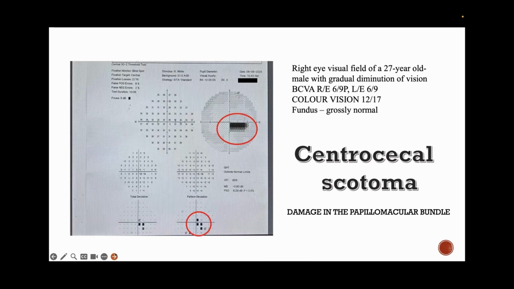Very commonly seen in our OPD, which actually signifies the damage to the papillomacular bundle, where the most significant fibers are there, which are rich in mitochondria as well. So mitochondrial diseases are quick to affect these fibers, and these patients will present with just a centrocecal scotoma.